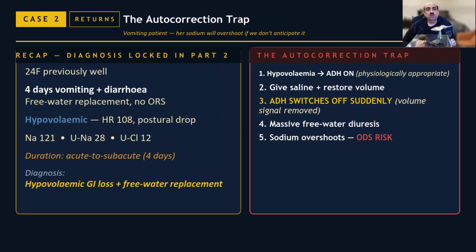So our case 2 returns from the hyponatremia part 2 video. The diagnosis was hypovolemic GI loss with free water replacement. Now the management. This case is more dangerous to manage than case 1 that we discussed, because if you look at the right column, step number 1, she's hypovolemic and ADH is appropriately on because the body wants to hold on to water to defend the volume loss.